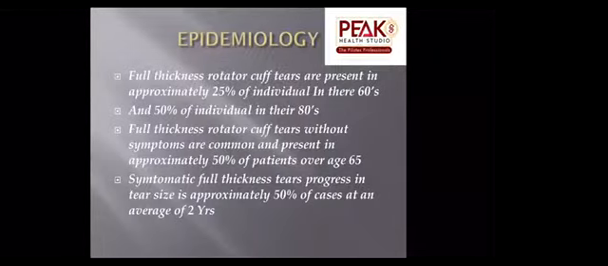So going to the epidemiology. A full thickness rotator cuff tear is present in approximately 25% of individuals in their 60s, and 50% of individuals in their 80s. Full thickness rotator cuff tears without symptoms are commonly present in approximately 50% of patients over the age of 65. So these, untreated, turn into the 50% of population in their 80s. Symptomatic full thickness tears progress in tear size in approximately 50% of cases at an average of 2 years.